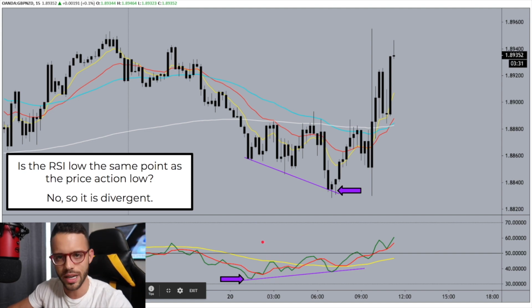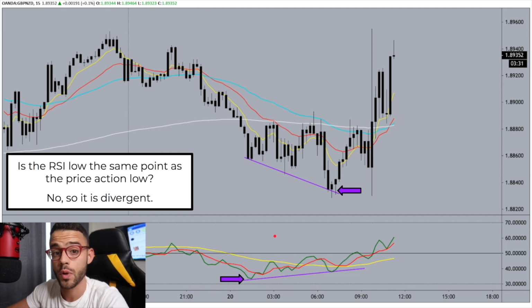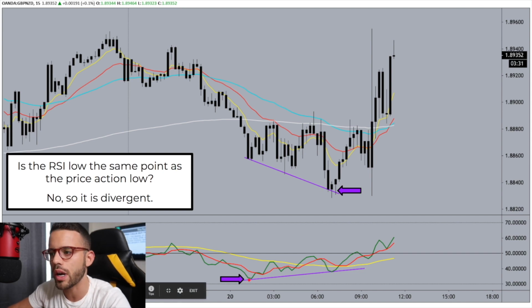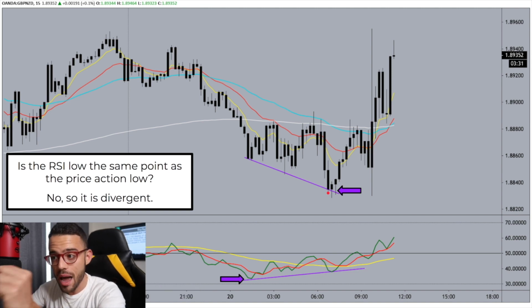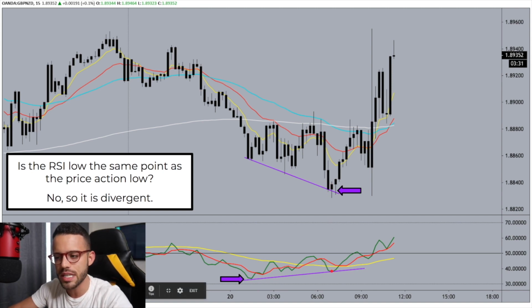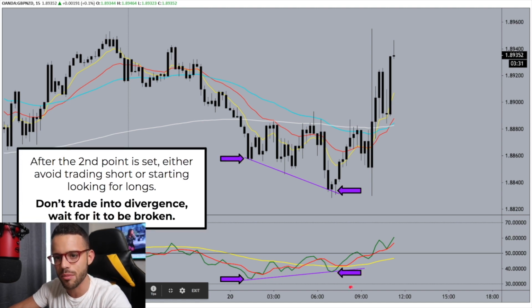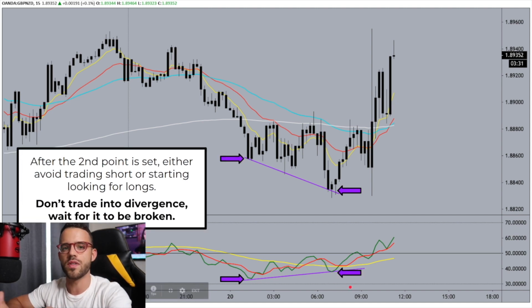So you ask yourself, like I said, step 2, is the RSI low the same point as the price action low? No, in this situation, it's not. You see how the RSI low here was set around 1, 2 in the morning, but the price action low is set at 6 a.m., a little bit after, maybe 6:30. So what does that tell us? From that point on, right here, that second point, when that reaction point is set and it's matched on the TDI and that RSI does not come lower, you see here how the RSI does not come lower? That tells us that this is divergent.